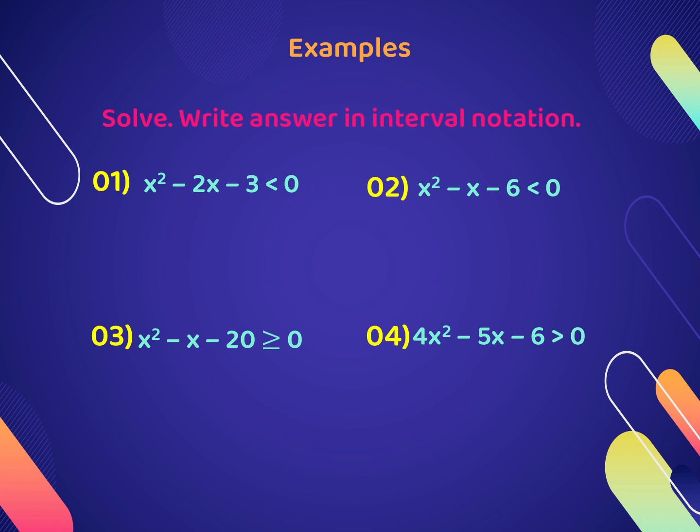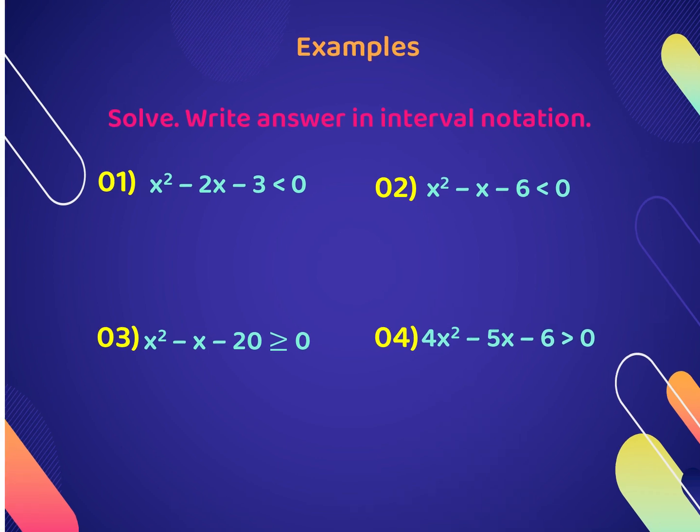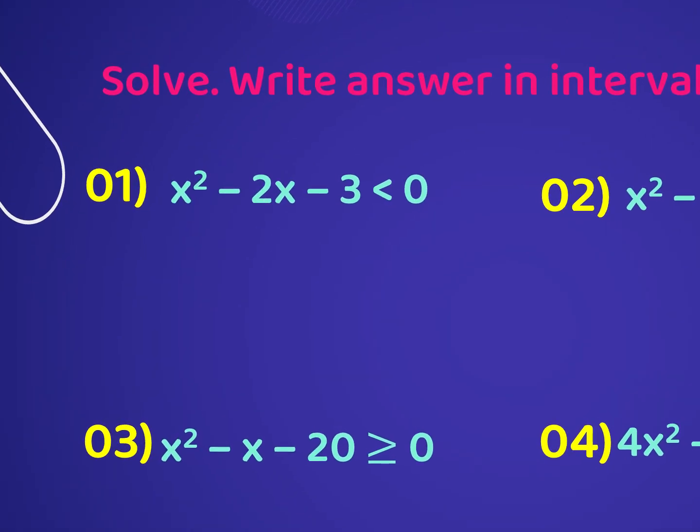So for the first one, notice I've already got a 0 on the right side of my inequality. So I'm now going to solve my quadratic equation. I'm going to set it equal to 0. So I'm going to take x squared minus 2x minus 3, set it equal to 0. I'm looking for factors of negative 3 that will give me negative 2. Those factors are going to be a negative 3 and a positive 1.